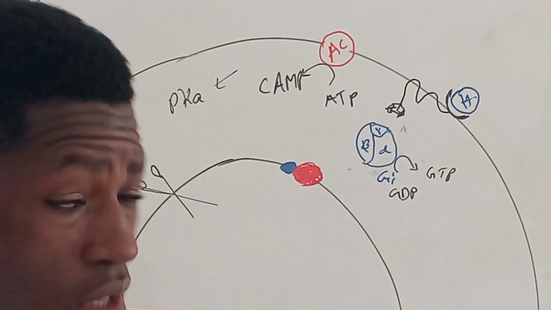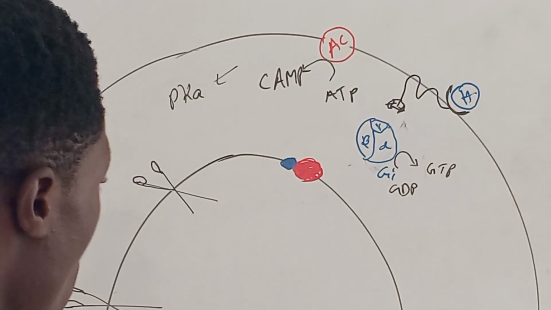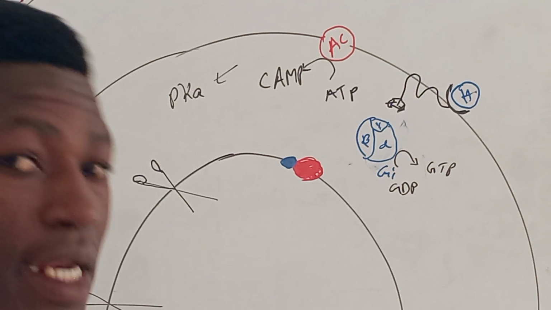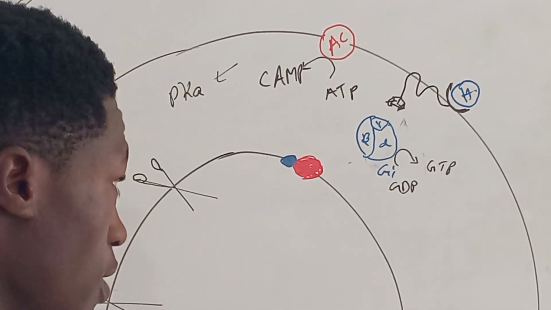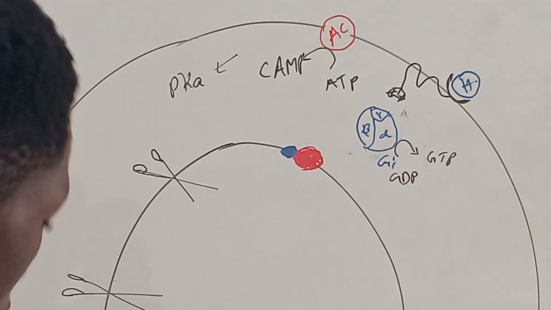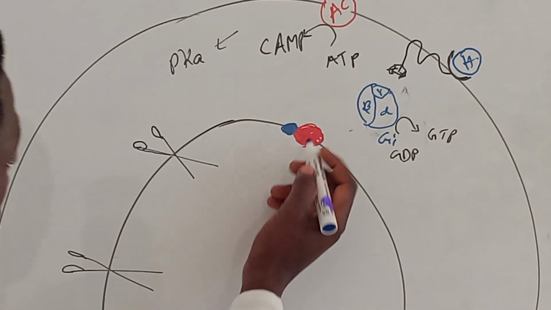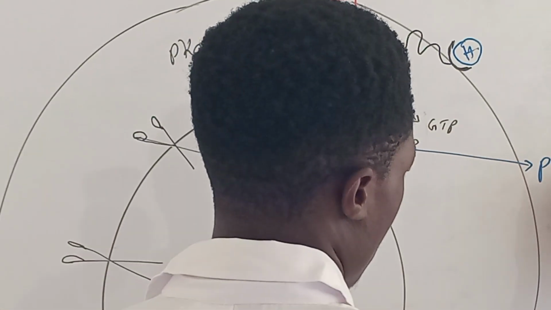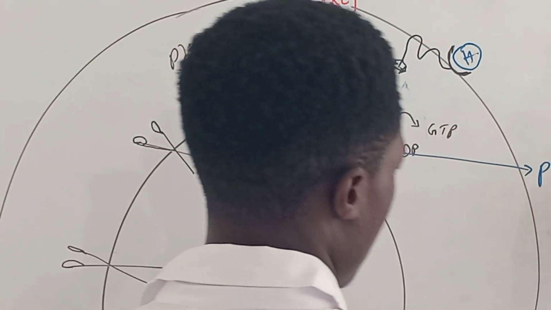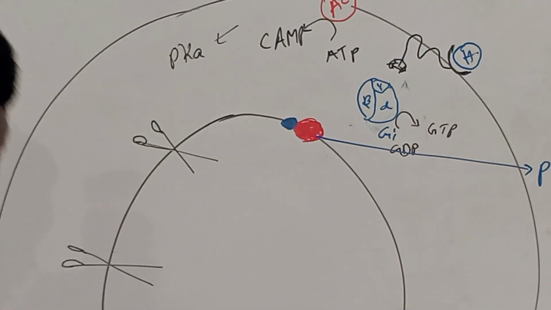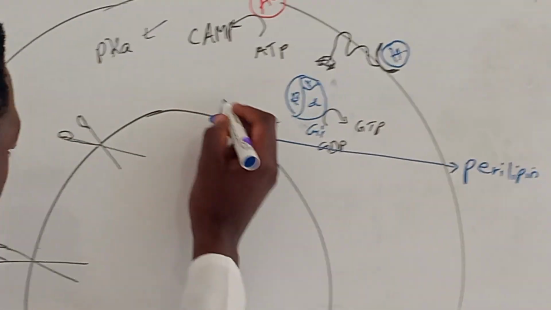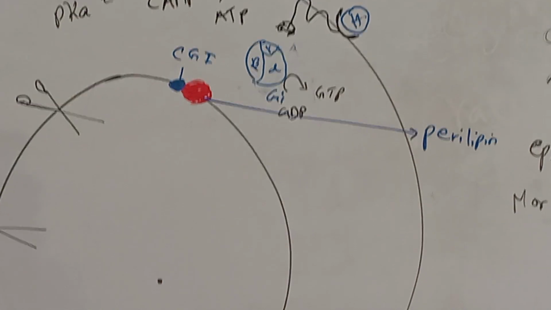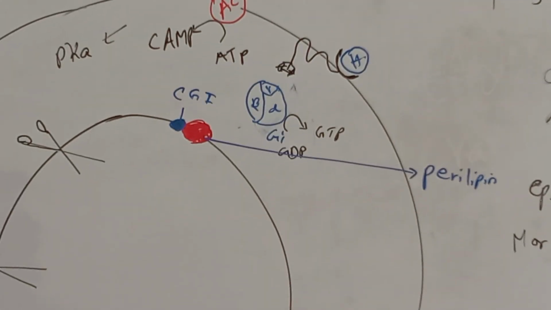And why do we need all this? We need all this just to help us know how we are going to initiate the mobilization of fats. The protein kinase A, of course, you know it is a kinase, it's a phosphorylator. It's going to phosphorylate. Now, here there is a particular molecule. This molecule here is called perilipin. And right adjacent to it is a molecule of CGI. This is CGI.